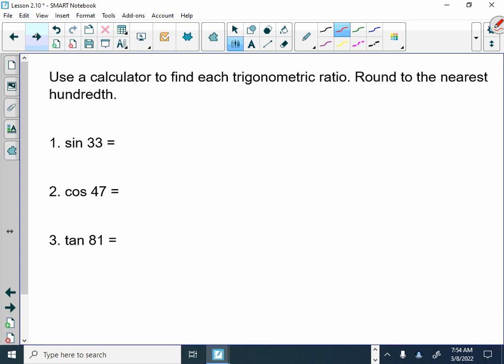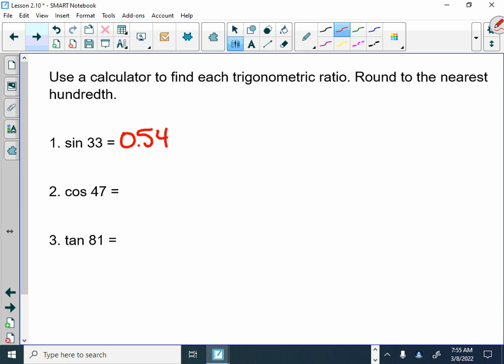And we're simply just going to type this in. So you're going to hit the sine button, which is above number 7, and you're going to type in 33. And then hit enter. Okay, and we're going to round to the nearest hundredth. So sine of 33 is approximately what? 0.54, yes. Okay, did we all get that? 0.54? And make sure you're getting that.